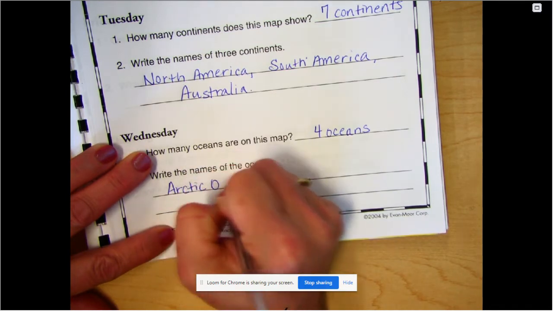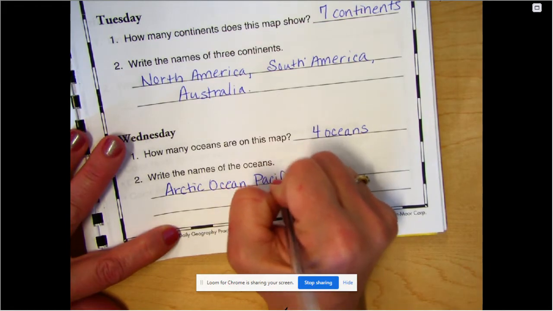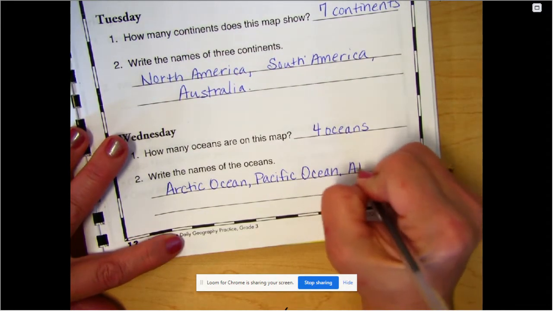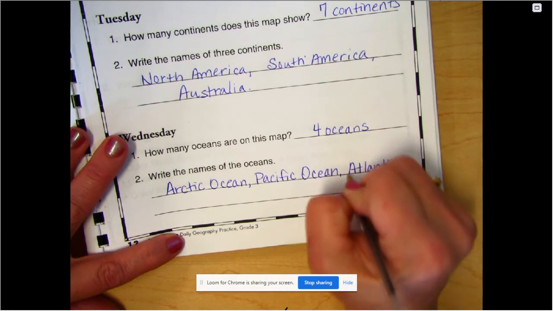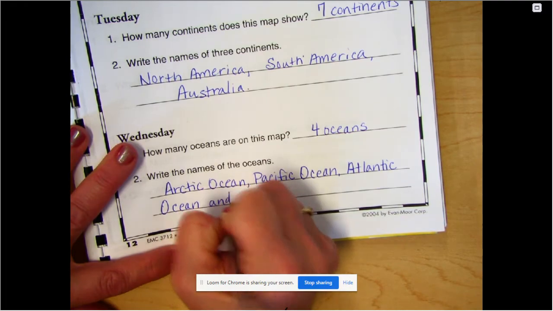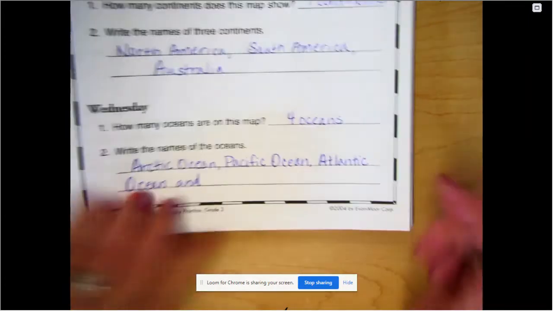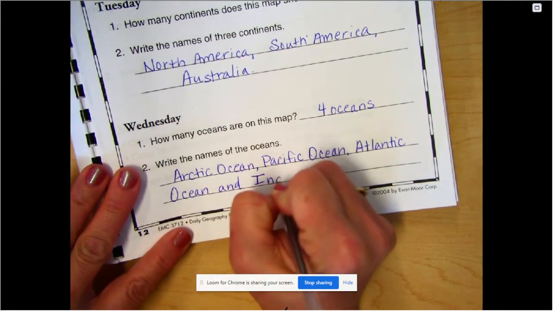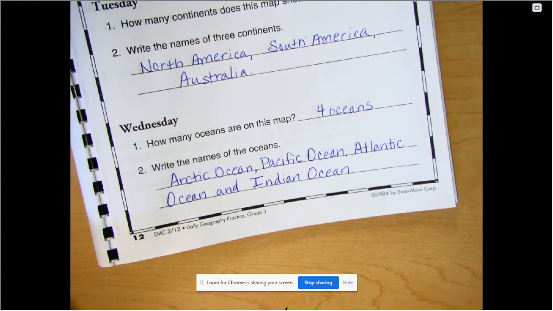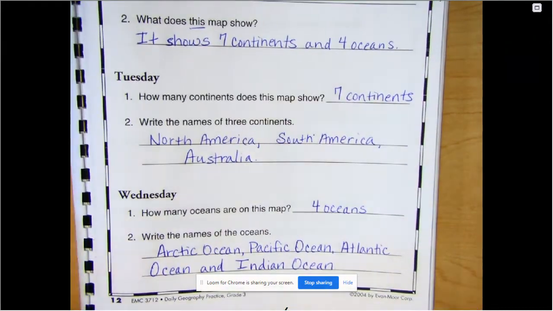So first, Arctic Ocean, Pacific Ocean, Atlantic Ocean, and what was that final one? Was it Indian that this map particularly shows? Yes, and the Indian Ocean over by Australia and south of Africa. All right, go ahead and pause this if you need to get everything written down.